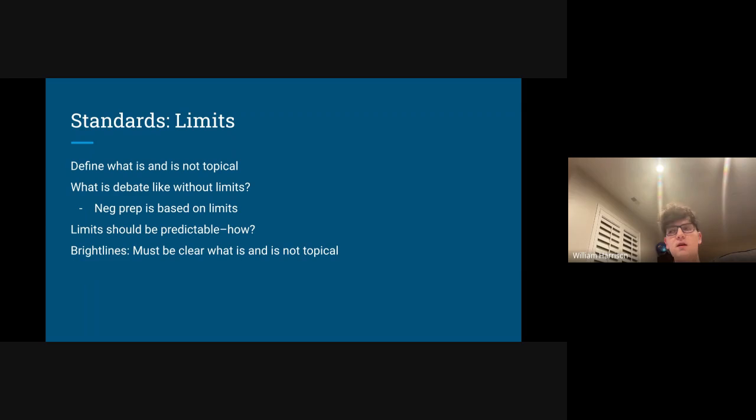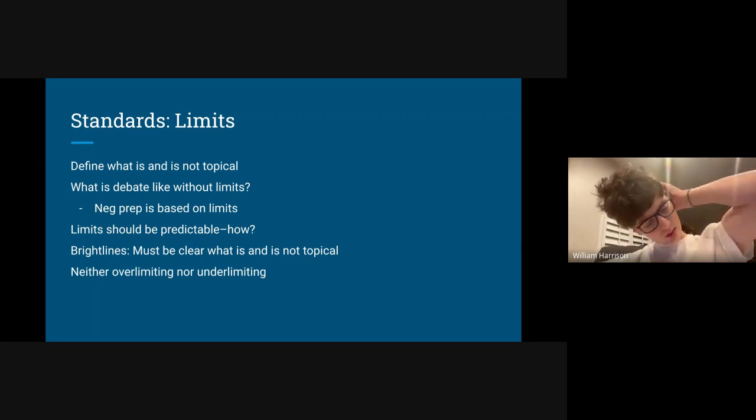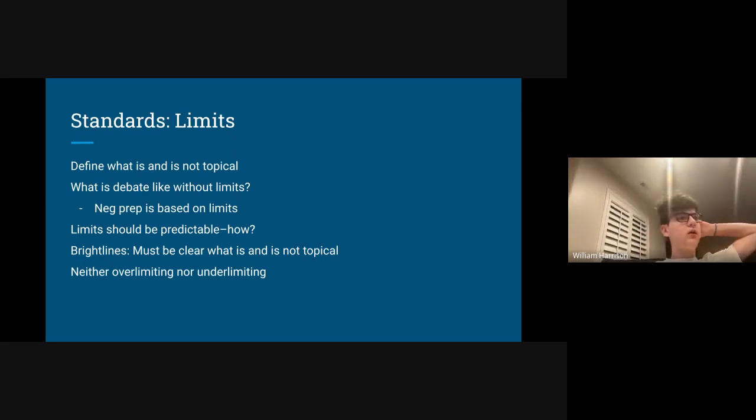What happens if we are over limiting, if the limits are too small? Then it would be too easy for the neg, and not very good for the AF. Well, AF really gets hard to prep themselves out too, right? Yeah, it would be really hard for the AF, because they would have to be following a very specific set of the neg.